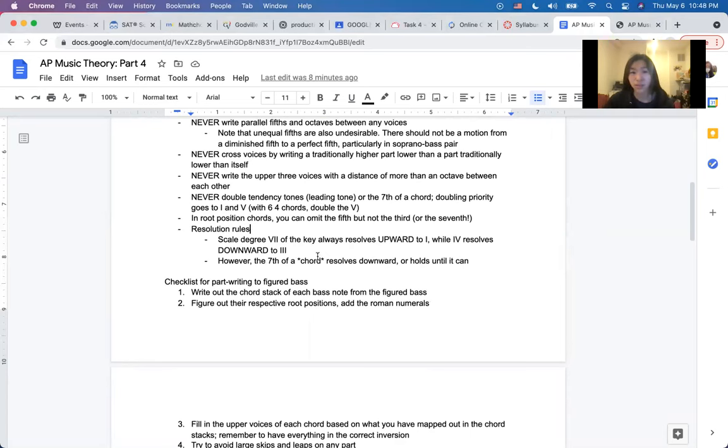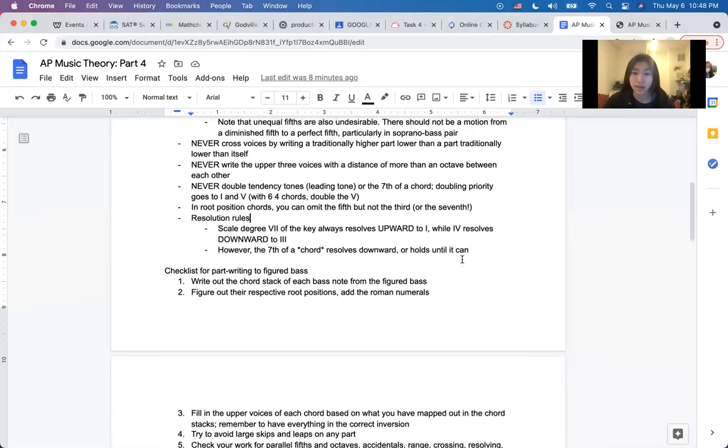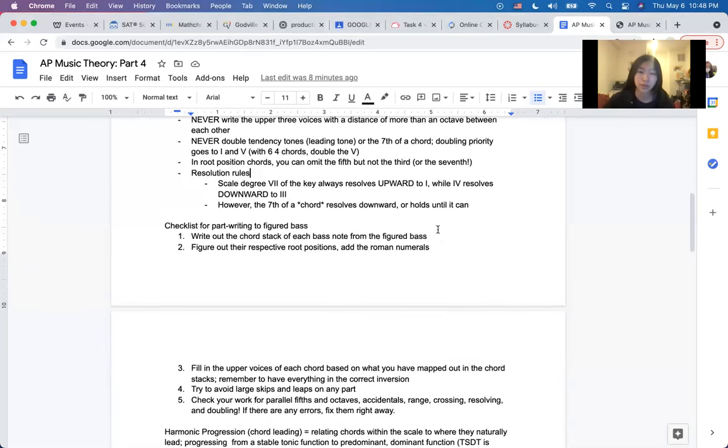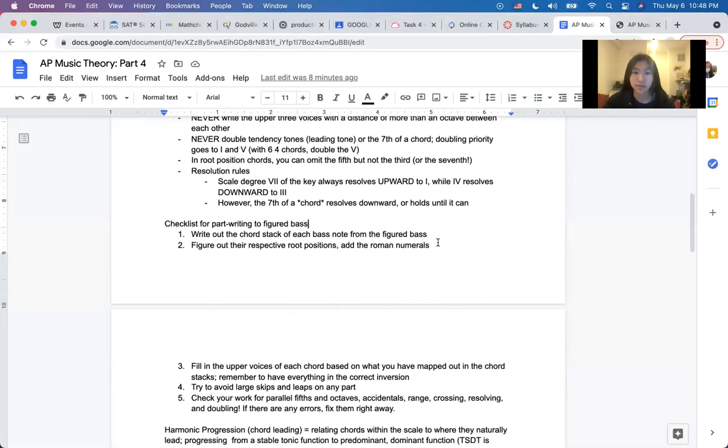You could have a 7th with any 5/7 chord, and that's not going to be the scale degree number 7 of the key. So make sure you differentiate the two. The 7th of a chord resolves downward or holds until it can. So here's a little checklist for part writing to figured bass, which you'll see in free response question 5.